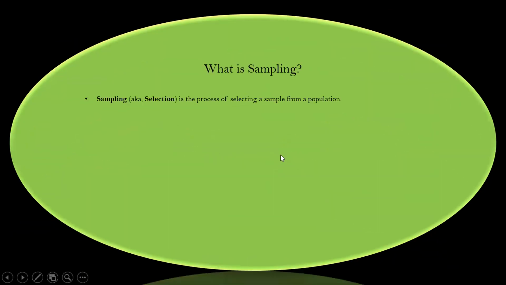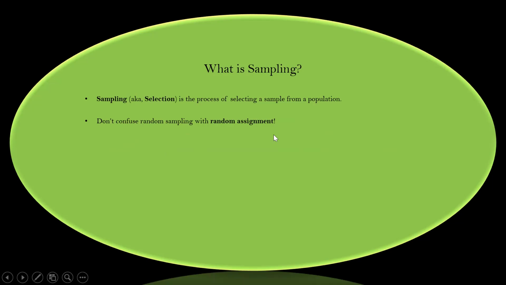So what is sampling? Sampling, sometimes called selection, is simply the process of selecting or obtaining a sample from a population. And there are many ways that we can do that. Some of them give us a reasonable chance that we will obtain a representative or unbiased sample, and some of them don't.